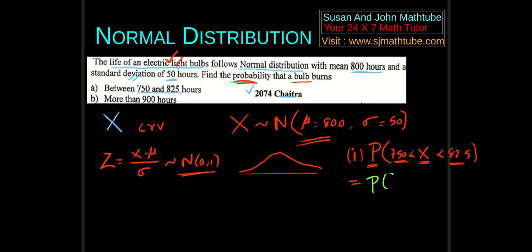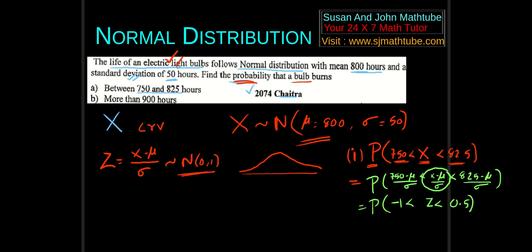So we do our old trick: 750 minus mu less than X minus mu less than 825 minus mu, and then divide by sigma, sigma, sigma, and this is denoted by Z or C, whatever you like to call, and let's plug in those values. Use your calculator, and I got minus 1 less than Z less than 0.5. That means we want the probability between minus 1 and 0.5.